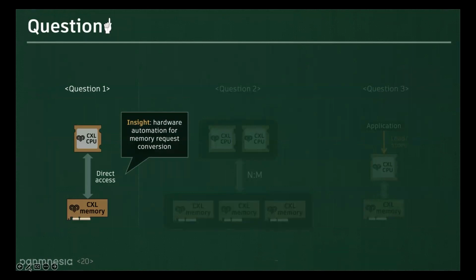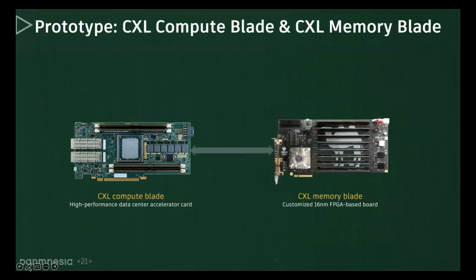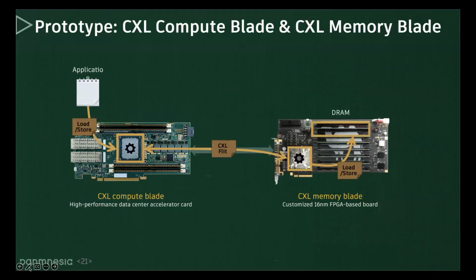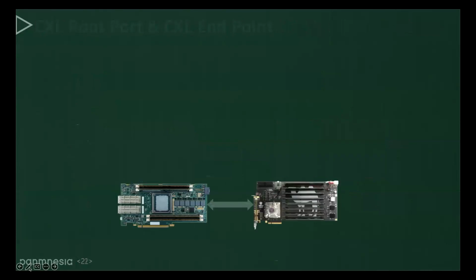To enable the CPU to access remote memory, the load store instruction issued by the CPU is directly converted to a CXL packet. We prototype the CXL CPU on a high-performance accelerator card and the CXL memory device on a customized FPGA board. When an application running on the CXL CPU issues a memory request, the CPU will convert the memory request into a CXL packet called a CXL flit. When the CXL flit arrives at the CXL memory device, it converts the CXL flit back to the memory request and serves it using the underlying DRAM.